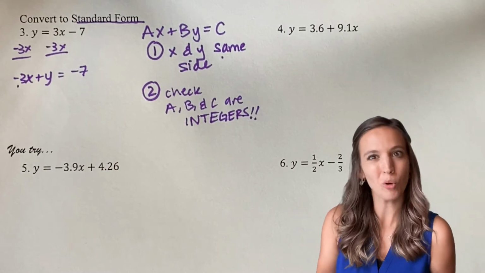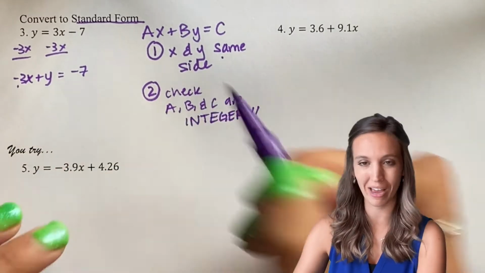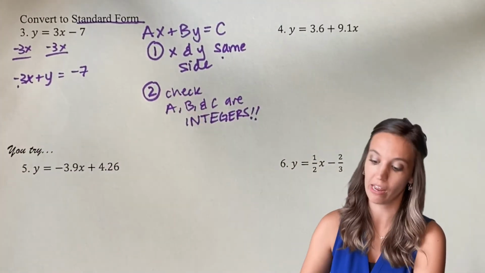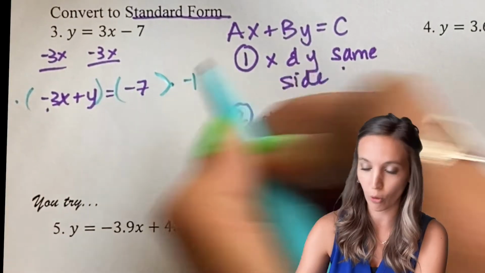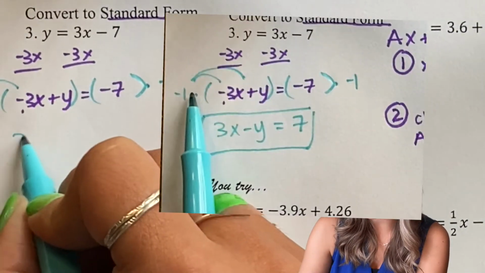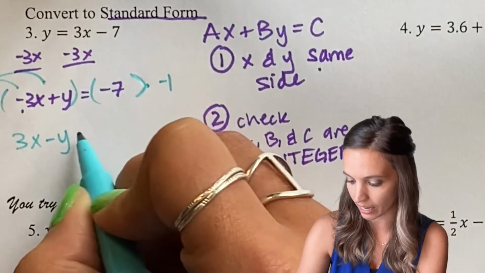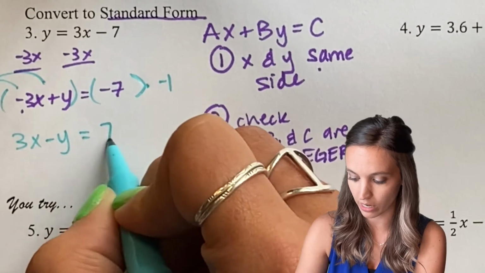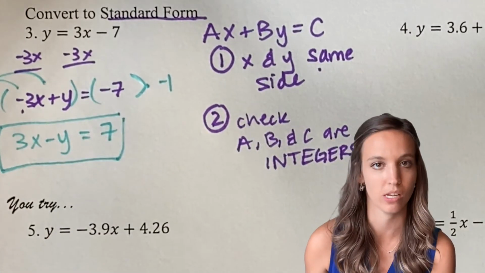Now remember, it said most often that a is positive, so what I could do here is multiply through by negative 1. So this is an answer, but if I want to make sure my a is positive, I'm going to multiply both sides by negative 1. So I would have positive 3x, distributing that negative 1 to the y, negative y equals negative 7 times negative 1 is 7. Be really careful when you do that. Every single thing needs to receive that negative 1.